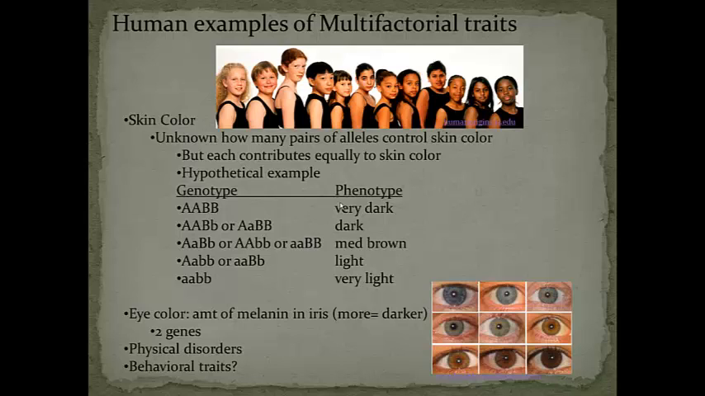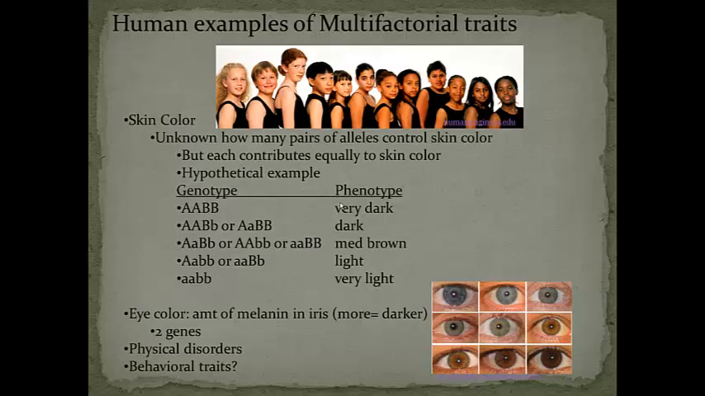Now, if you have 3 dominant alleles and 1 recessive allele, notice it doesn't matter which gene actually has the recessive allele, whether it's A or B. The important thing is how many dominant versus how many recessive total. So if you have 1 recessive allele, you're going to be a little bit lighter. Not very dark, but just dark. If you have 2 recessive alleles, you're going to be right in the middle, medium brown. 3 recessive alleles, light. All recessive alleles, very light.